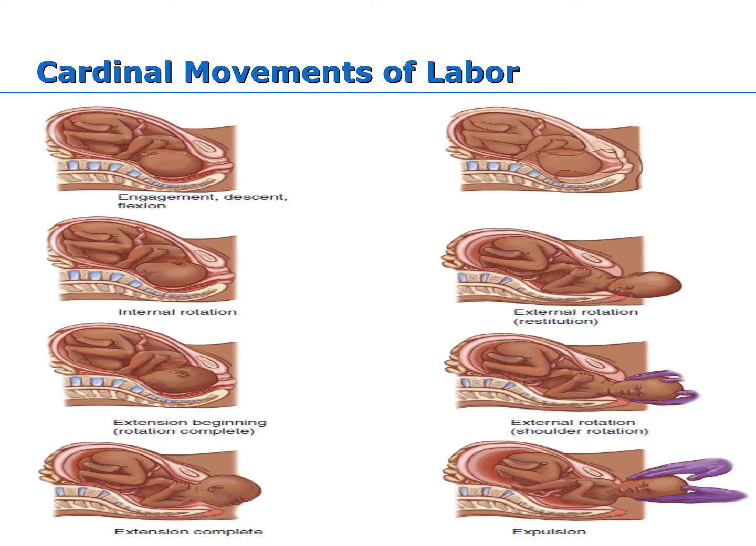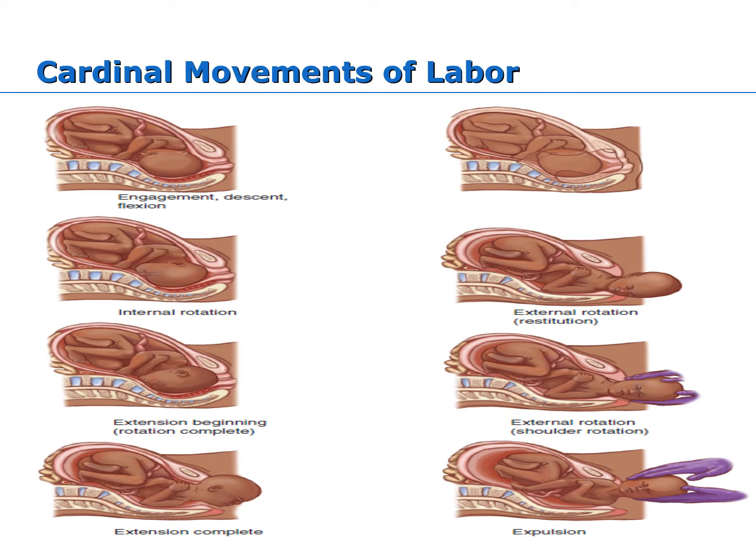So flexion occurs as that head meets resistance from the cervix, the walls of the pelvis, and the pelvic floor. That chin, hopefully, is brought into contact with the fetal thorax, so its chest, and the presenting diameter changed from occipitofrontal to suboccipitobregmatic, which is the smallest diameter presenting in the pelvic dimensions. Then you have the internal rotation.